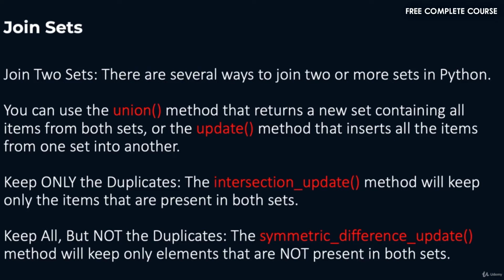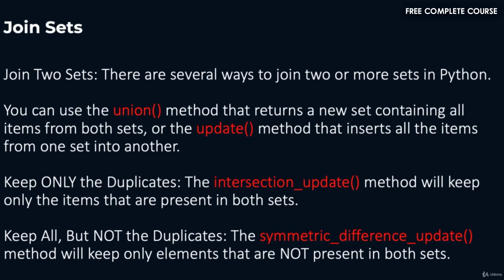All right, welcome back. In this video, we're going to talk about join sets. There are several ways to join two or more sets in Python. You can use the union method that returns a new set containing all items from both sets, or the update method that inserts all the items from one set into another.